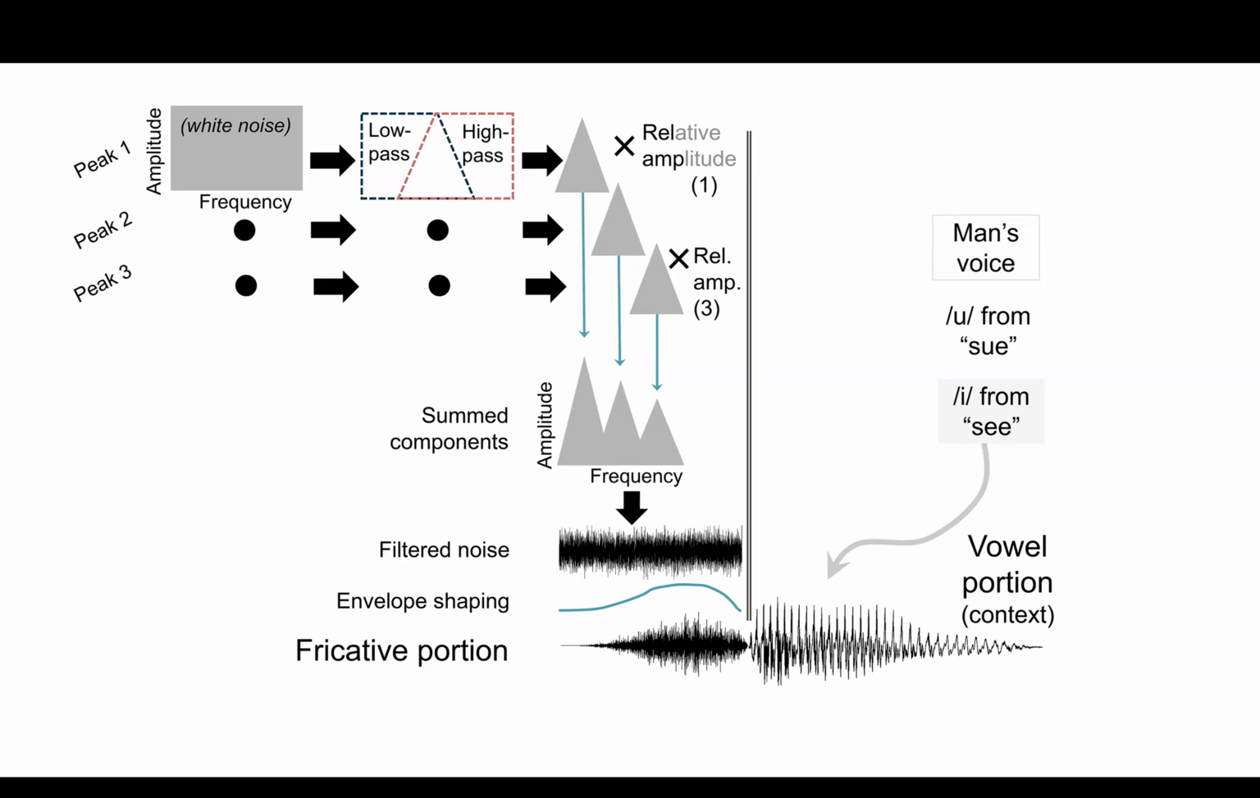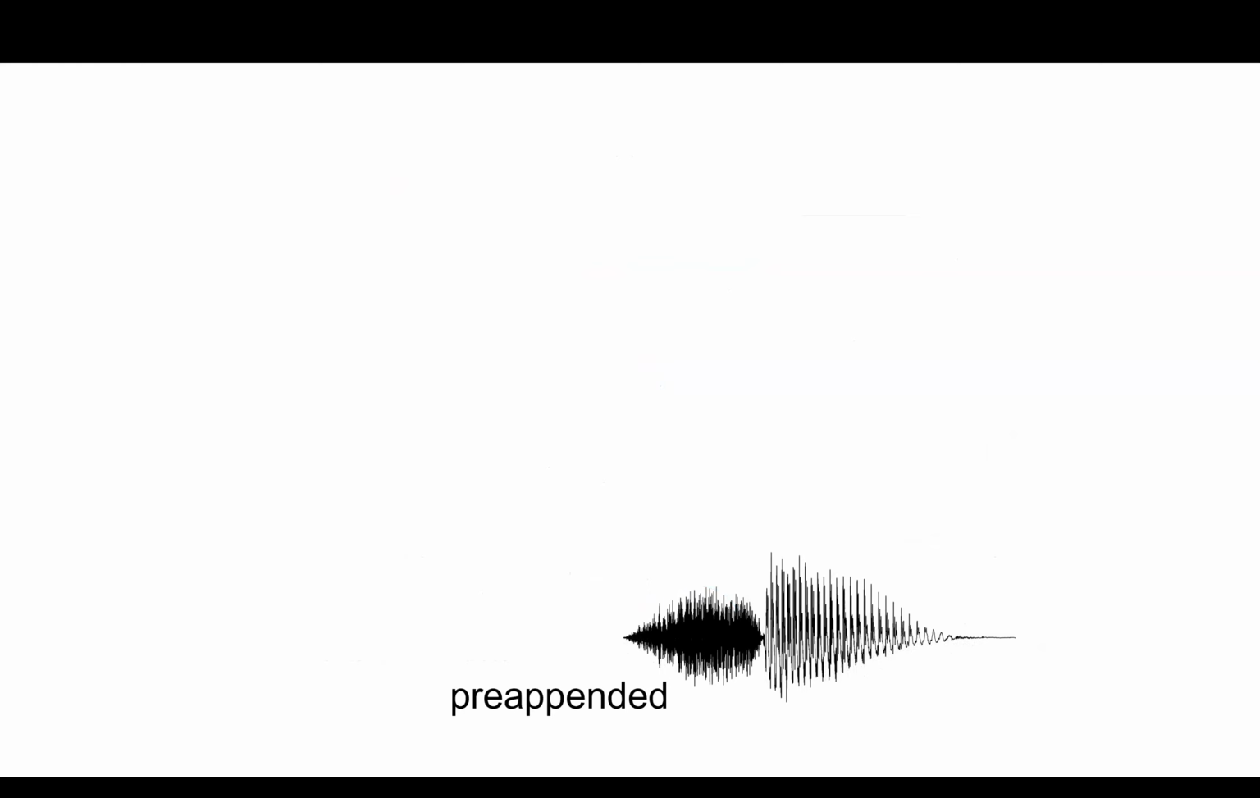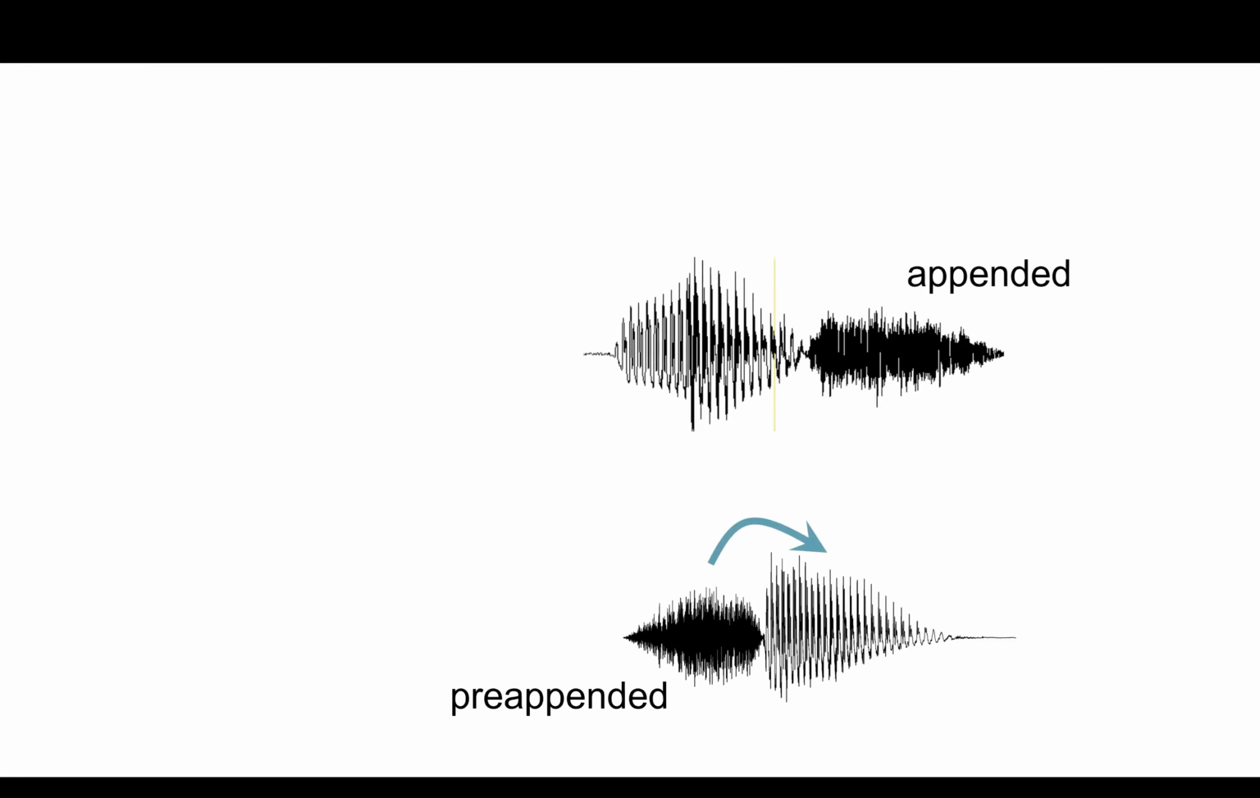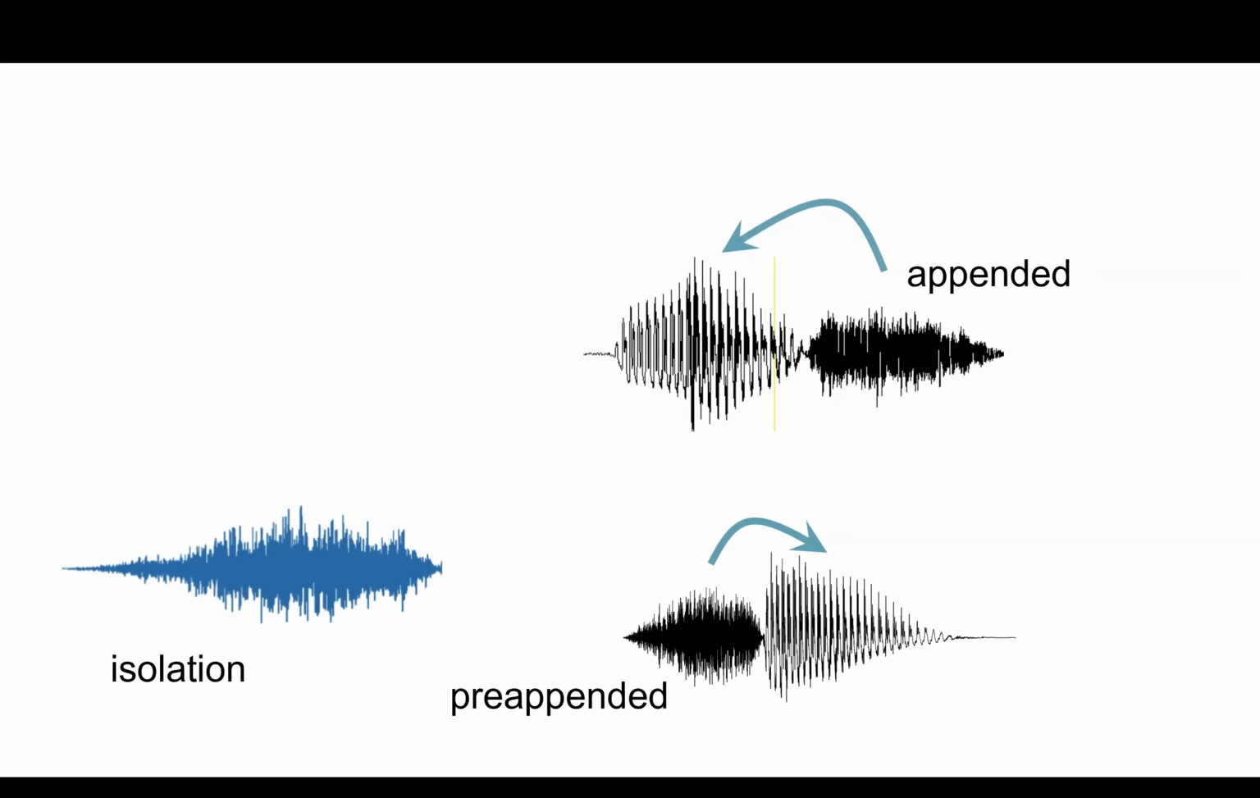So you can add vowels from a man's voice, from a woman's voice, from a child's voice, from any kind of voice. But essentially what we're doing here is pre-appending a fricative to a vowel, because the fricative comes before the vowel. We could alternatively put the fricative after the vowel and just append it to it. We could also just create a fricative in isolation with no vowel at all.